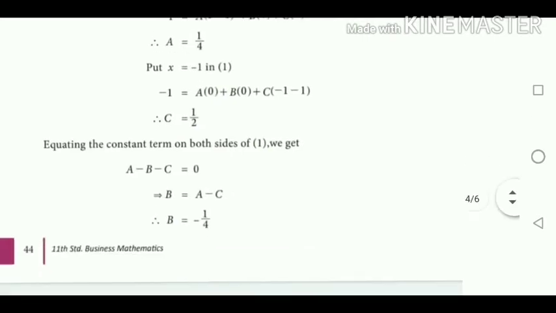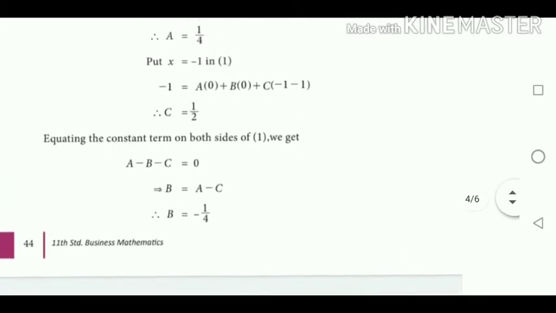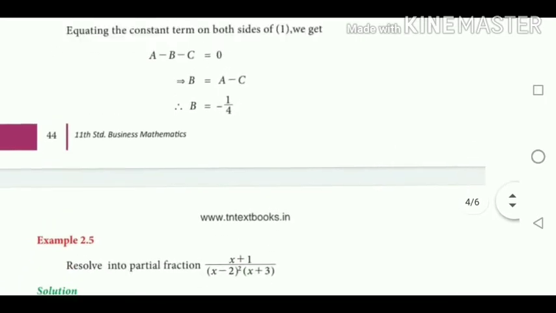Already we know the value of b and c. So substitute this value of b and c. We are getting the value of a equal to minus 1 by 4. Okay. After that you substitute this value.